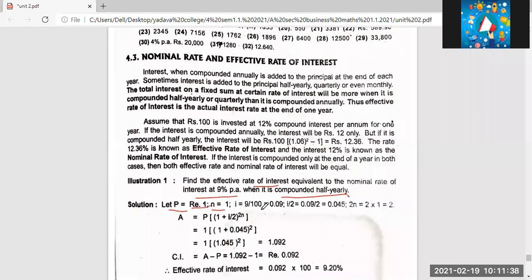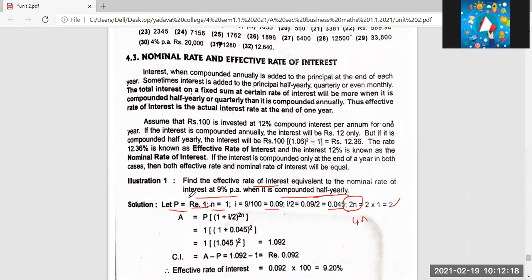So 9 divided by 100, that is automatically converted to 0.09. But here they have given half yearly. Half yearly means we have to divide it by 2. That is 6 months only we have to take. So for the whole year 9%, divided by 2, you will be getting 0.09 divided by 2, 0.045. The N we have considered as 1. So into 2N we have to do: half yearly means 2N, quarterly means 4N. So half yearly 2N means 2 into 1. So we are doing 2.